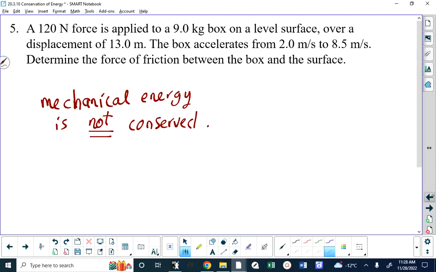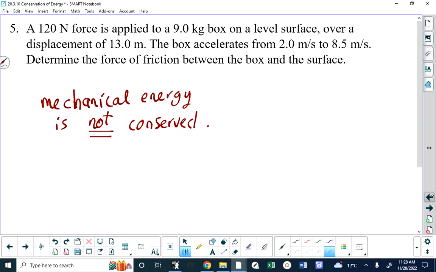There's a force of friction, which means heat is produced. Heat is produced, mechanical energy can't be conserved. What if I could blink my eyes and snap my fingers and change it so there was no force of friction? Why would mechanical energy still not be conserved in this example? Yeah. There's an applied force, so work is done.